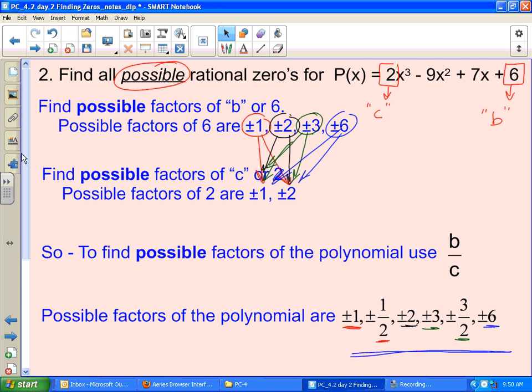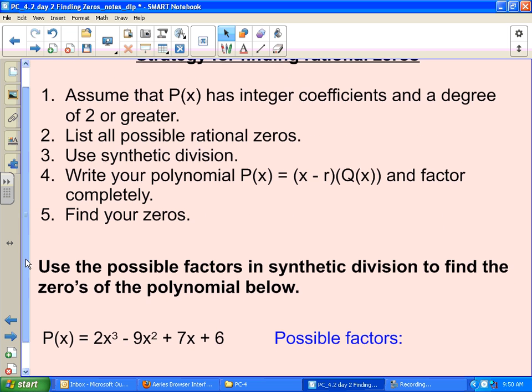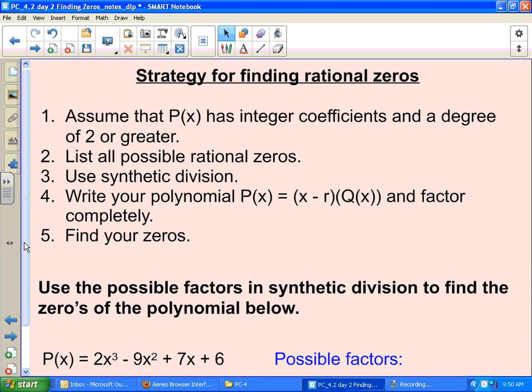Okay, so let's go play around with this. Let's see how it works. A little strategy here, finding rational zeros. So we have integer coefficients, degree of 2 or greater. And then we list all the possibles. So we find our b's, we find our c's, we find our b over c's. Remember, we need b over c's, not just b's and c's. Then synthetic division, write the polynomial as a product of linear factors, and then come up with our zeros.